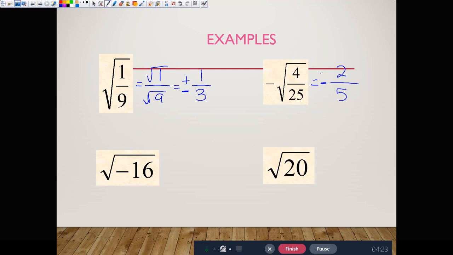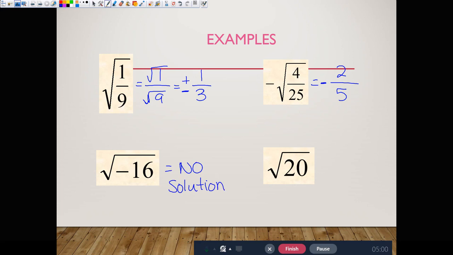How about a negative on the inside? Are there two of the same numbers that can be multiplied together to equal a negative number? Can you multiply 4 times 4 to equal negative 16? Can you multiply negative 4 times negative 4 to equal negative 16? No. So whenever you have a negative sign inside the radicand, it means that it is no solution. It's not 0. It's no solution.